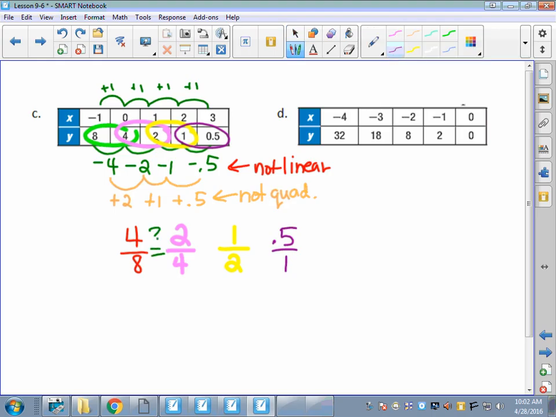If you type 4 over 8 into your calculator and turn it into a fraction, what do you get? If you type 2 over 4 into your calculator and turn it into a fraction, what do you get? 1/2 we know is. How about try 0.5 divided by 1? What is that as a decimal? So all of my ratios of my y values are equal. So this is exponential.